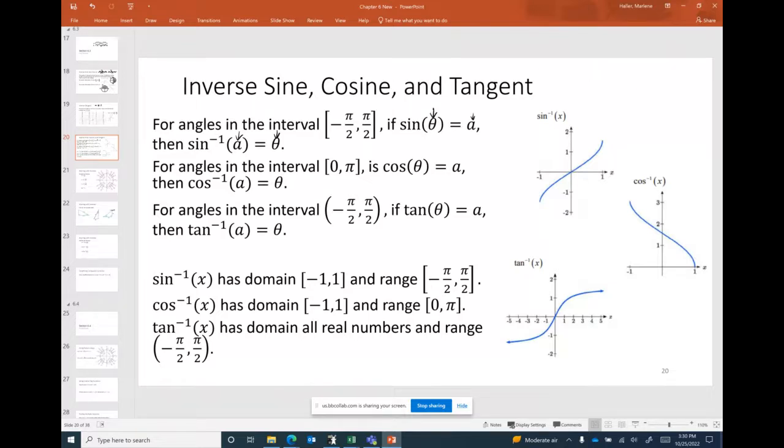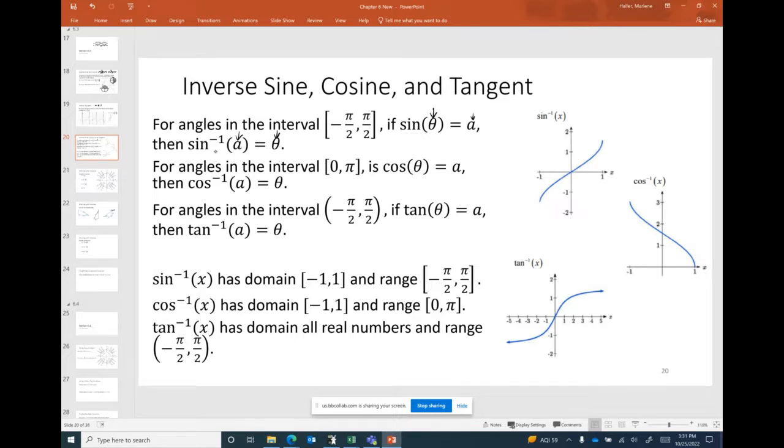The cosine, similarly, we restrict the domain 0 to pi, but if the cosine of theta is a, then the inverse cosine of a is theta, okay? Similar thing for the tangent. We restrict that domain negative pi over 2 to pi over 2, right? So again, a way to think about the inverse trig function is we use it to find an angle, right? So this would read the inverse sine of a equals theta, okay?